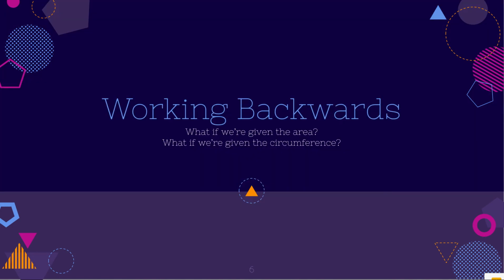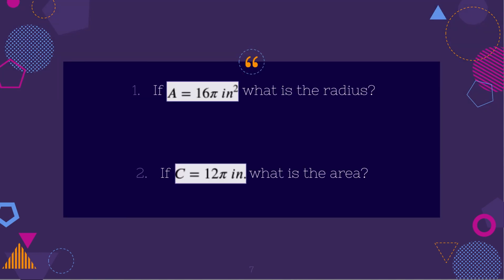So now that we know the formula for area is pi r squared, we can actually use that information to work backwards. If we're given the area, we can find the circumference. If we're given the circumference, we can find the area, the radius, the diameter. All of those things can come from one another. So if I show you these 2 questions, the first question I'm asking is, if area is equal to 16 pi inches squared, what is the radius? Answer that question first and label your units properly.